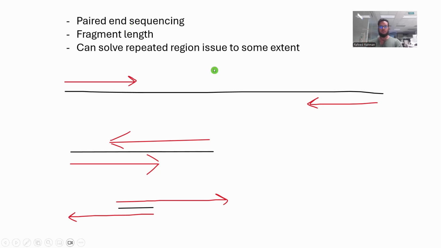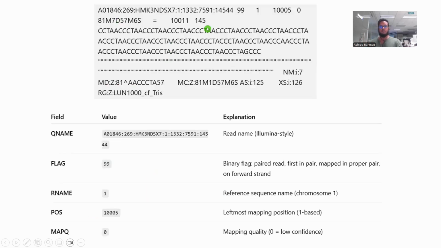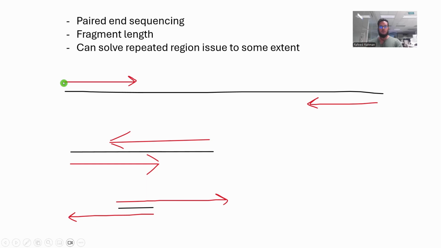As I showed in the BAM file, in the read information, for the forward read, the fragment length will always be positive. It will be a positive fragment length. And for the reverse read, it will be a negative fragment length. For example, if this whole black fragment is maybe 400 base pair, then this read will have a fragment length of plus 400, and this read will have a fragment length of minus 400. That is how you know that they are from the same fragment.